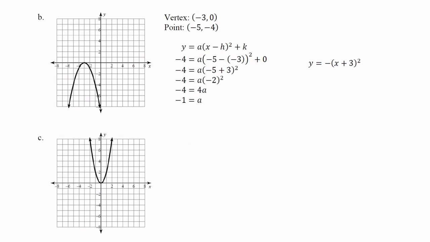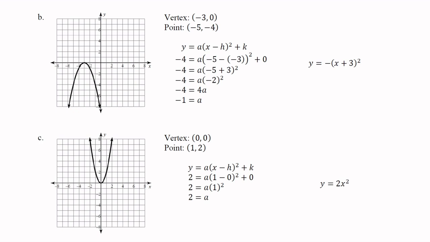For this one, our vertex is at the origin, (0, 0). Another point that we can use is (1, 2). So let's plug that in. Our h and k are both 0, so we'll plug those in. x and y being 1 and 2. And we simplify this one fairly quickly to get a equals 2. And then plug 2 in for your a. You plug in your h and k, which are both 0, so you just end up with 2x squared.